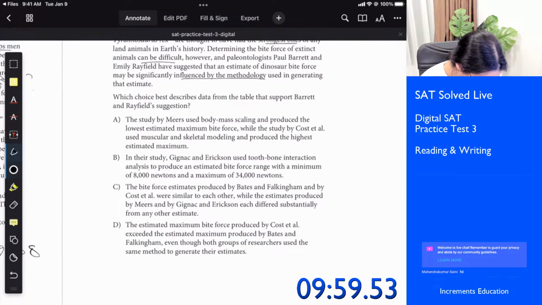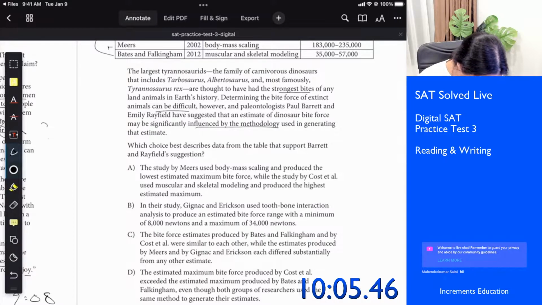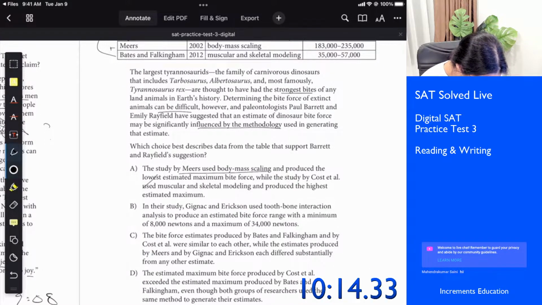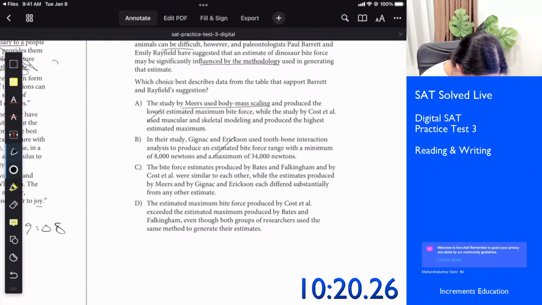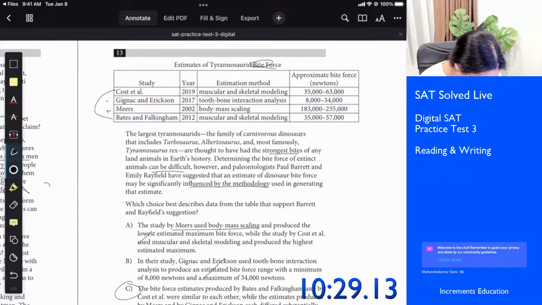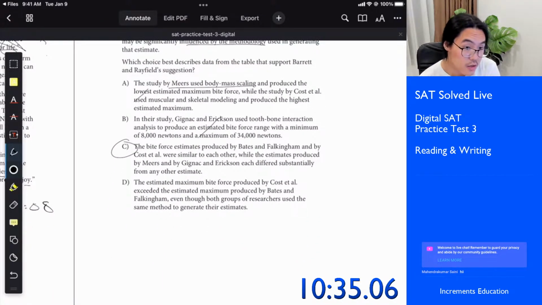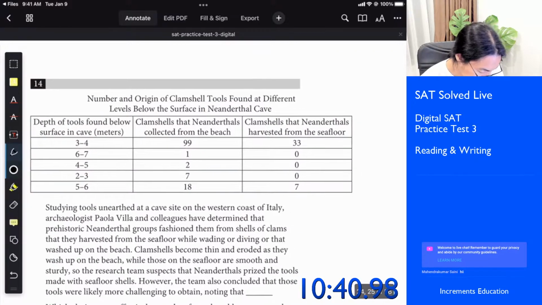Yep, influenced by methodology. We just want to start with the top and the bottom. The studies used by Mears used body mass and produced the lowest. Nope, not the lowest, the highest. Guinea and Erickson used tooth bone to produce. Okay, that's just too specific. Similar. Well, that's not supported by any other estimate. Okay, I see. Bates and Falcon and Costa were all similar. Bates, Costa, yeah. Yep, that's correct. Okay, so 1035. That's the one that suggests the dependence on the methodology.